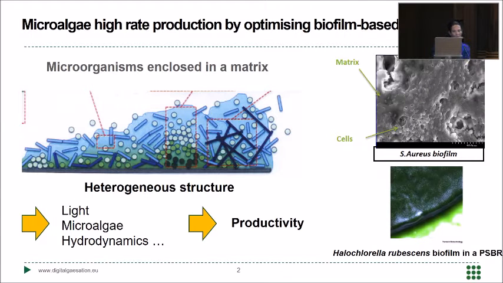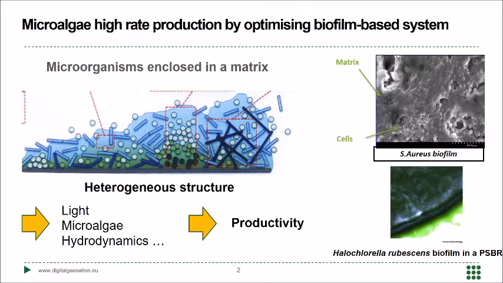So very briefly, what are biofilms? In this case, microalgae, but organisms in general, stick on a surface and start developing on it and producing this jelly, what you see here, the jelly layer. What is important is that they present a very heterogeneous structure, and their activity and structure are affected by a lot of operational factors like light or hydrodynamics. And what is important to keep in mind is that productivity will be affected by them.